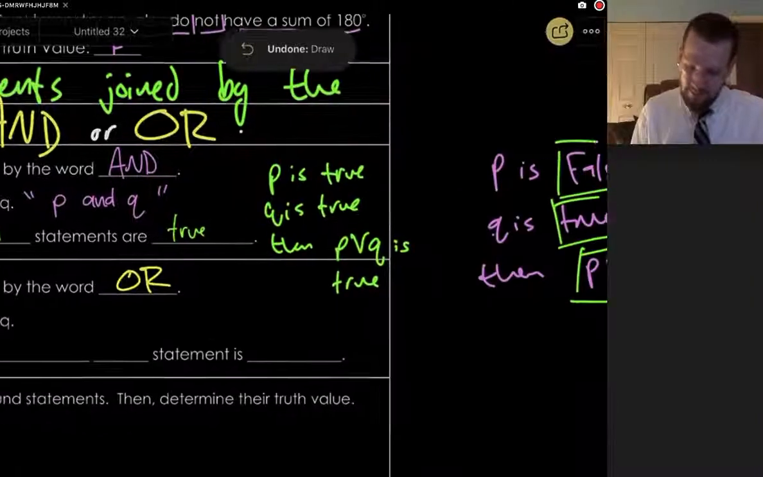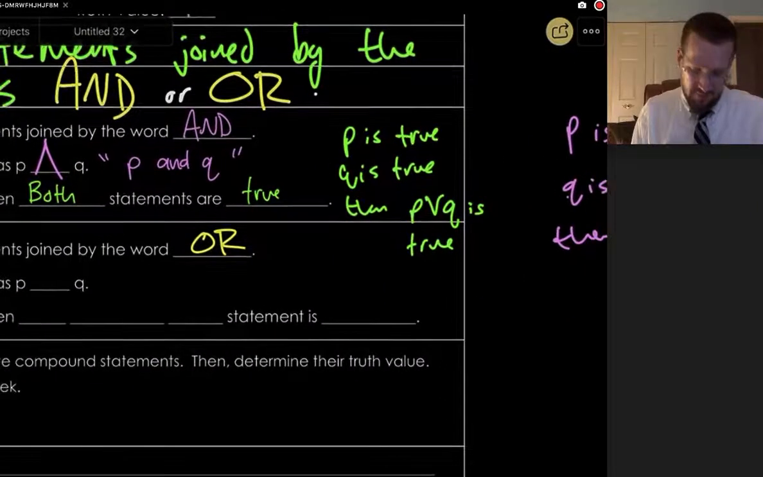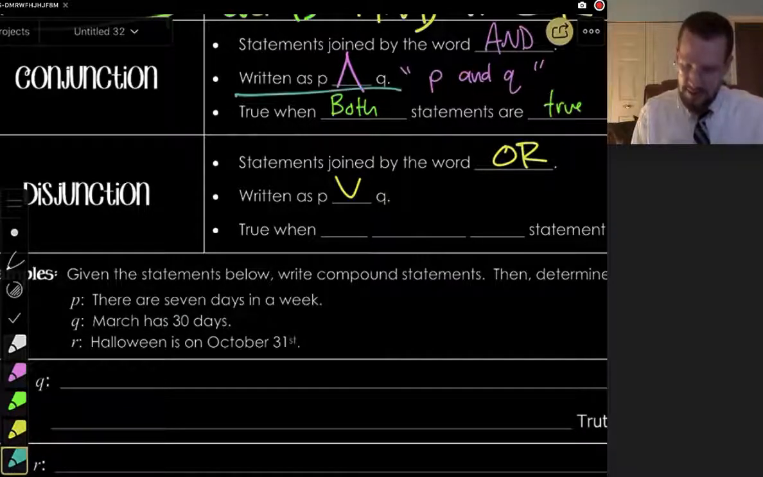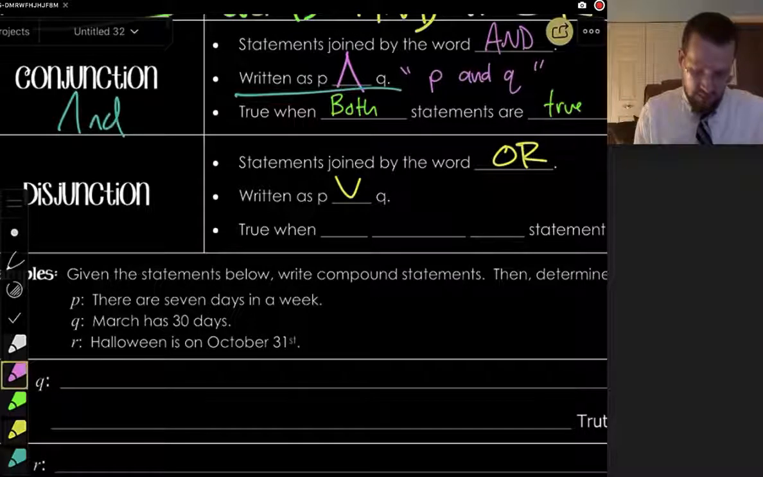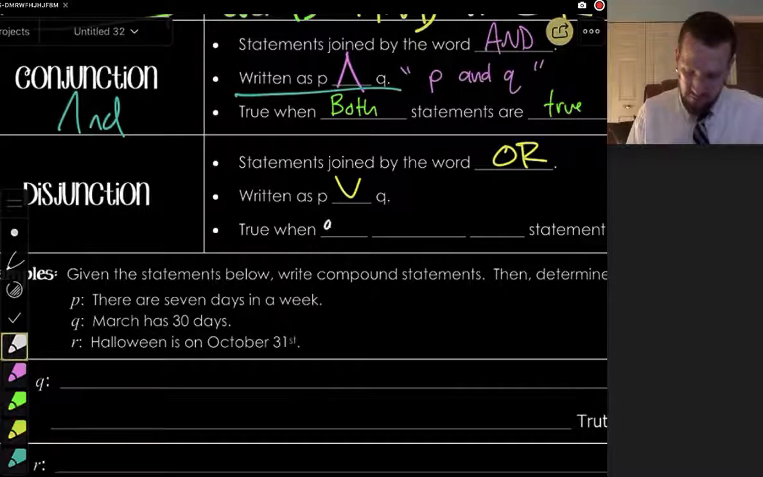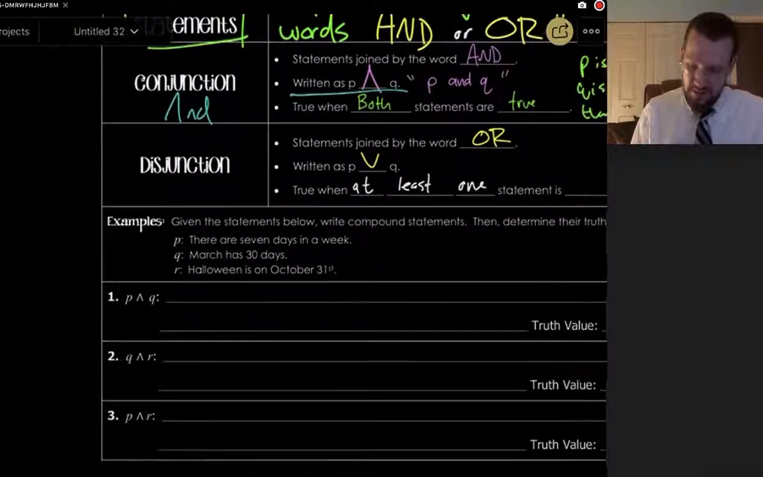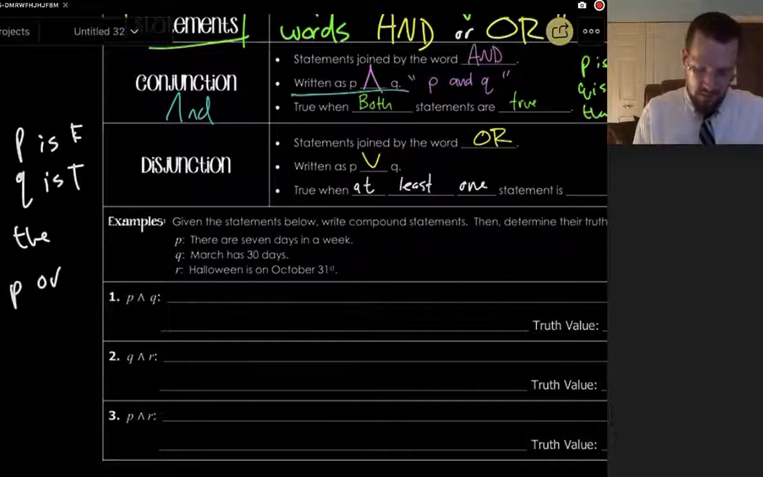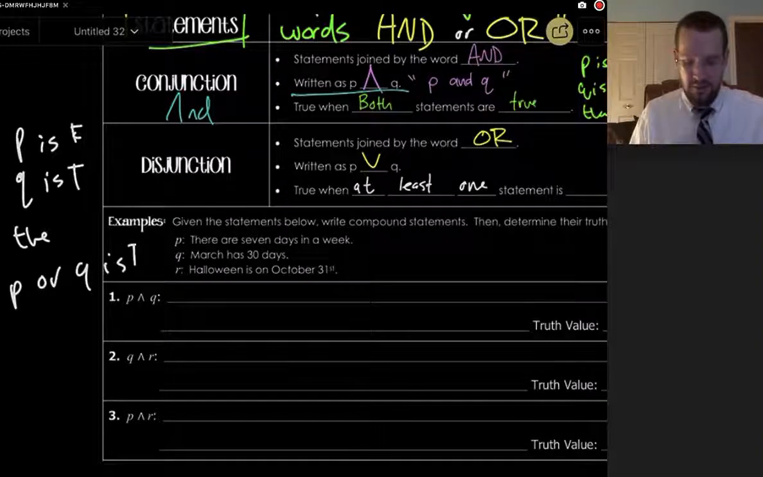That's my bad. So or is the upside down V. That's how I remember it: it's and, an A without the little bar there. Or is true when at least one of the values is true. So at least one statement is true. What that would look like is, if we had P is false, but Q is true, then P or Q is true.